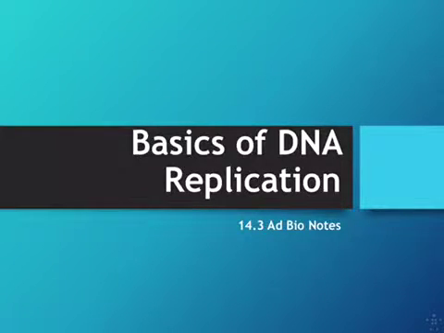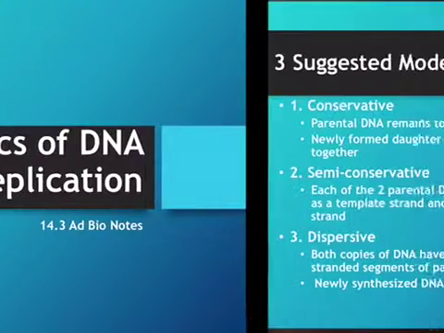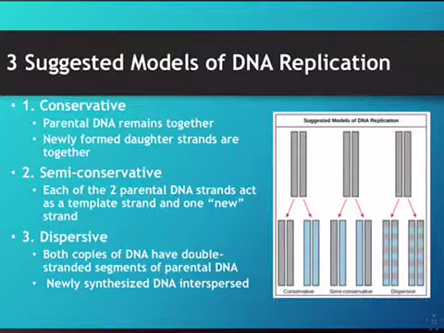So we're going to look at pretty much the history again of how they figured out how DNA replicates. After Watson and Crick figured out the double helix structure, there were 3 ideas of how DNA replicated: the conservative method, the semi-conservative method, and the dispersive method. The conservative method said that parental DNA remains together, and then newly formed daughter strands are then together. So that would be this first section over here.